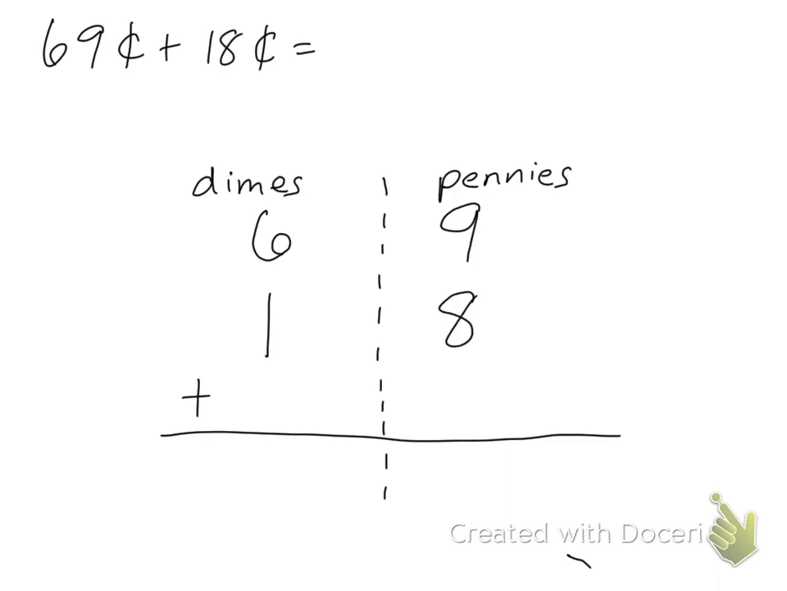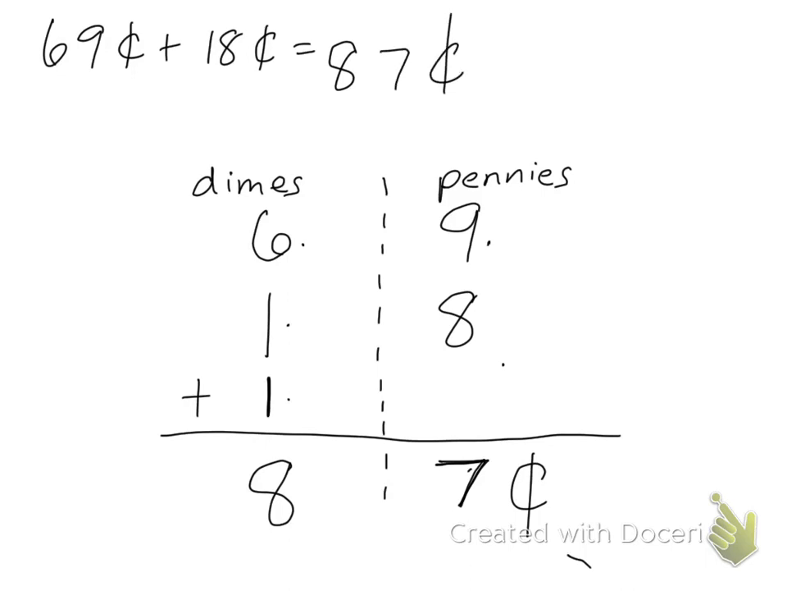So now we add the pennies first. 9 pennies plus 8 pennies equals 17 pennies. So we're going to write our extra pennies down here, the 7, and we'll trade 10 pennies for 1 dime. Now we're going to add 6 dimes plus 1 dime is 7, plus 1 more dime is 8. So I have 87 cents as my answer.